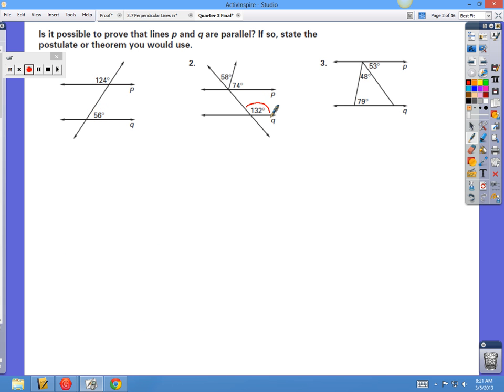This angle 132 is corresponding to this big angle right here. So if I add up these two slivers and they do equal 132, if I take 58, add 74, I do get 132. So these two added together are 132, and this is going to be the exact same reason as number one. Corresponding angles are congruent only if your lines are parallel. So these lines must be parallel.